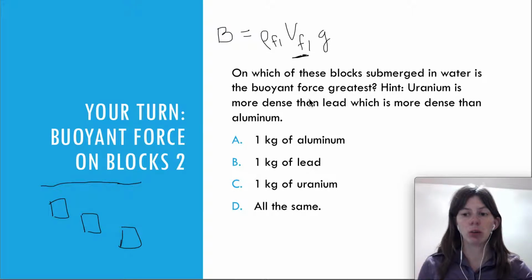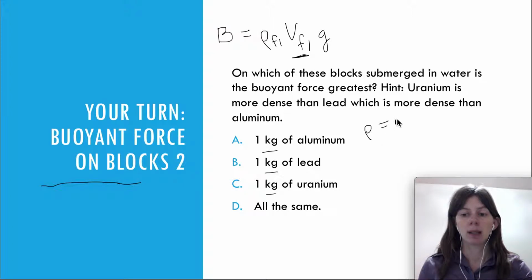So in this case, we have three different objects of different densities. It says that uranium is more dense than lead, which is more dense than aluminum. The reason we are given this information is because this will give us some idea of the size, because the mass of each one is the same, it's 1 kilogram. So does that mean that they're all the same size if they have the same mass? No, it doesn't, because you have different densities.